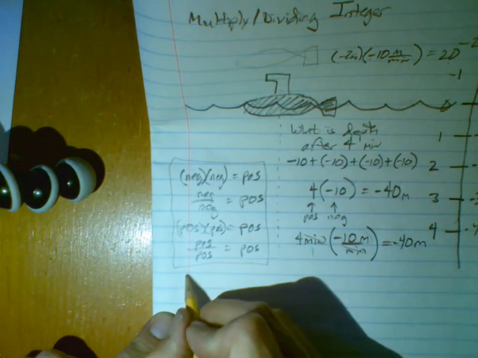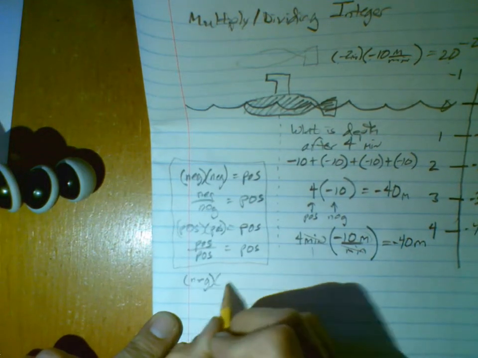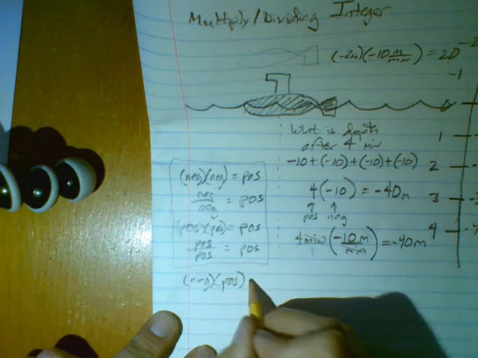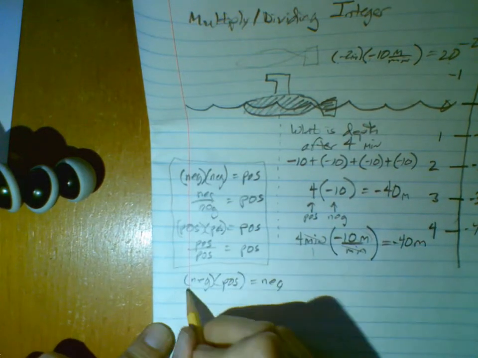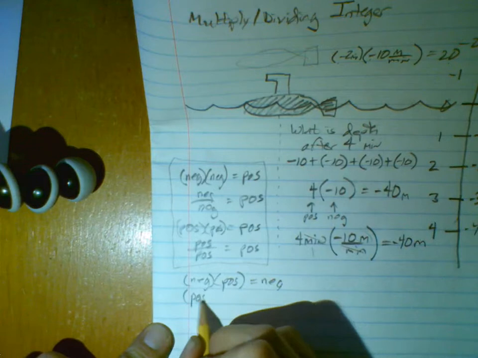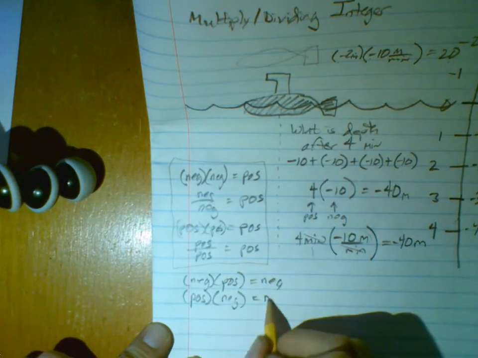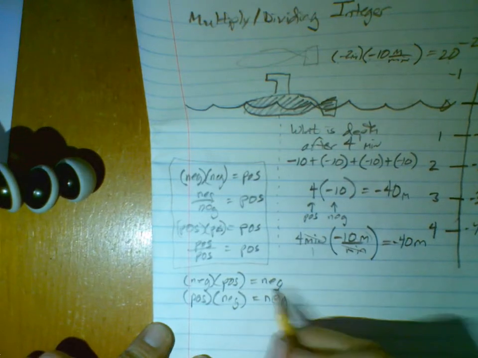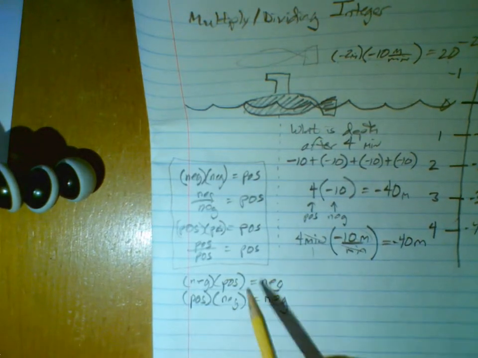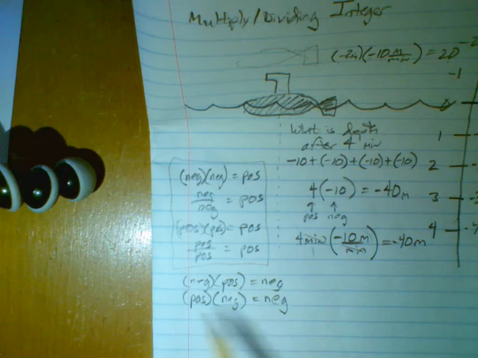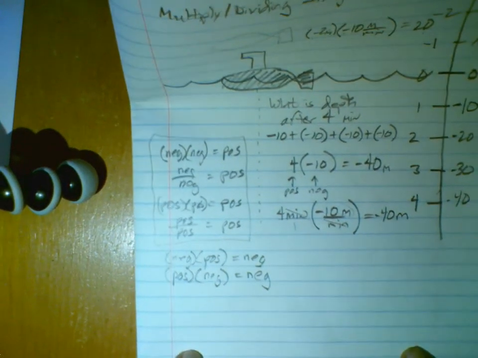But when we have a negative times a positive, when the signs are different, we get a negative. When we have a positive times a negative, we get a negative. And again, it works for division as well. A negative divided by a positive is a negative, and a positive divided by a negative is a negative. We could sum all this up briefly this way.